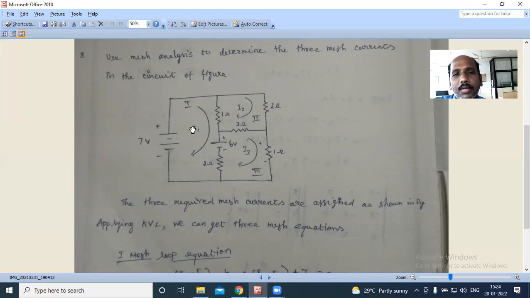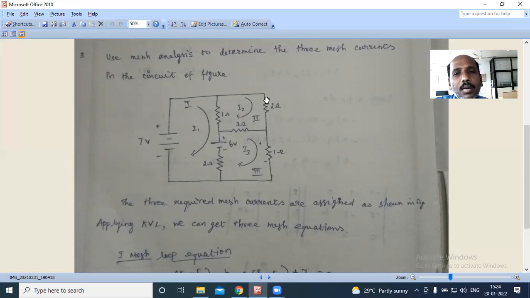Like that, we can find the current flowing through the various resistors. For example, what is the current flowing through the 2 ohm resistor? The value of I2. Only I2 flows through the 2 ohm resistor, so 2 ampere flows through the 2 ohm resistor. If they ask what is the voltage drop across the 2 ohm resistor, the current through the 2 ohm resistor is I2, 2 ampere, and the resistance is 2 ohm. So 2 into 2, 4 volt. The voltage drop is 4 volt.